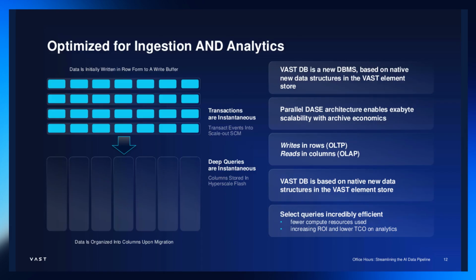So when you're doing this, you want to think about having the right tools in your back pocket. And so as this is a VAST webinar, I do want to mention the VAST database. The crux of it is both OLTP and OLAP. The way it works is data is fed into transactional rows. So we write in rows, and that happens in scale out SCM Flash. And then we push down into hyperscale Flash in columns. So when you're writing data into the database, you're writing it in rows, and when you're reading it, you're reading it in columns. What that means is that we're both very efficient on write and on read. So select queries, for example, are incredibly efficient, and you end up using fewer compute resources.